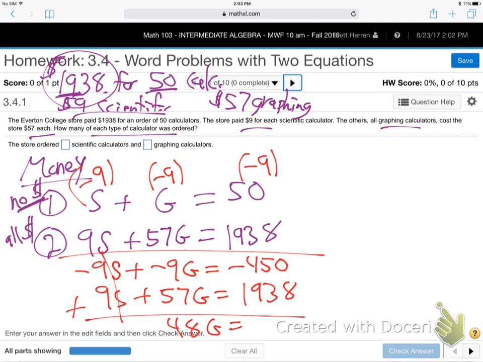This is 48g. I don't know what that is. Somebody have that? 1488? Thank you. 1488. Let me slow down there. Is everybody okay with what I'm doing? You see what's happening there? Does that make sense? Yeah.